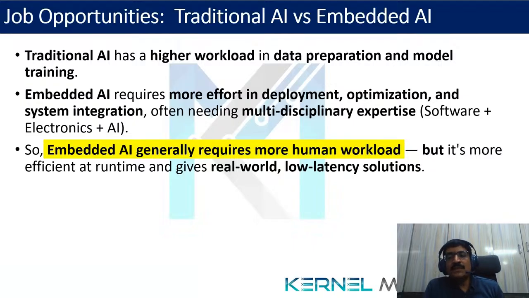Otherwise, there is some risk in the traditional area; maybe somewhat risky in the future. Different chances are there, but here, nothing. Because it is mentioned clearly, embedded AI generally requires more human workload. That is highlighted, so I think everyone understood the point clearly. That is the meaning of having so many job opportunities in the upcoming future. The meaning of that is clear.